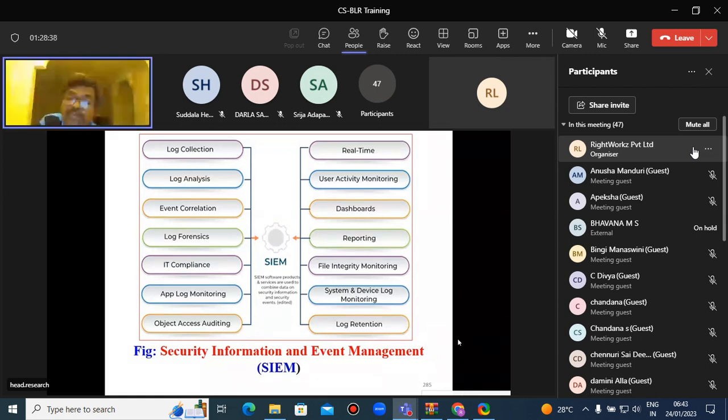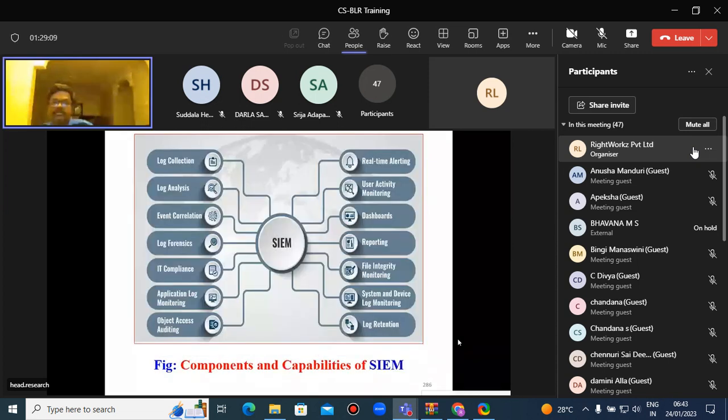System and device log monitoring: how many users are connected to the network and how many are accessing my data. The administrator monitors such things. Log retention means how many users were connected continually over the last 1 month, last 6 months. This is called SIEM.